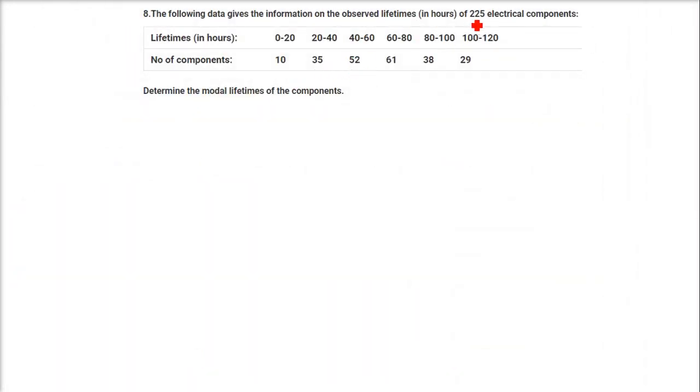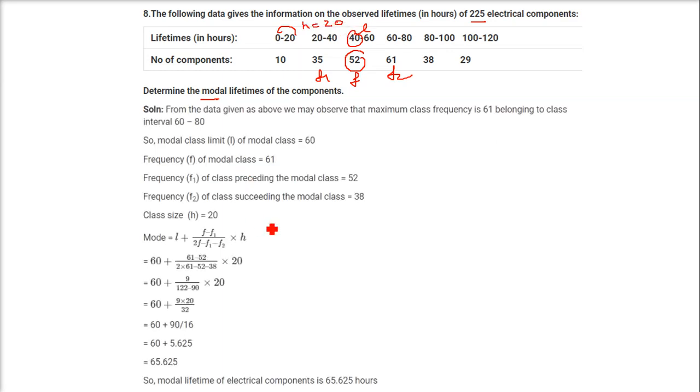This data gives the information on the observed lifetimes in hours of 225 electrical components. We have to find the modal lifetime of the component, that is, the mode we have to find out. For that we will take the maximum frequency one. This is F, this will be F1, this will be F2 and this will be our L. H is 20 minus 0, 20. So we have all the values. We'll just put all these values in this formula and we get 65.625 as the modal lifetime.